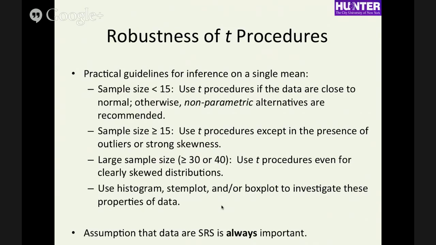So here's some practical guidelines. If you have a small sample, less than 15, your observations should be pretty close to normal. Once you get over 15, there can be some skew, and once you're over 30 or 40, you can have fairly strong skew and big outliers. And you use the tools that you've learned earlier in this course to assess these assumptions in any data set that you have.